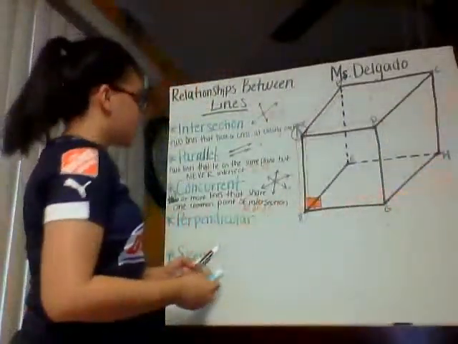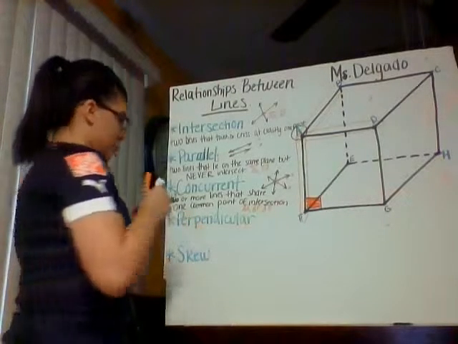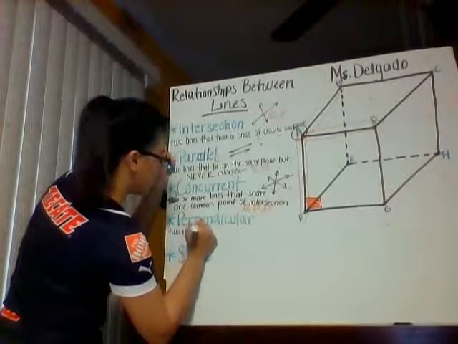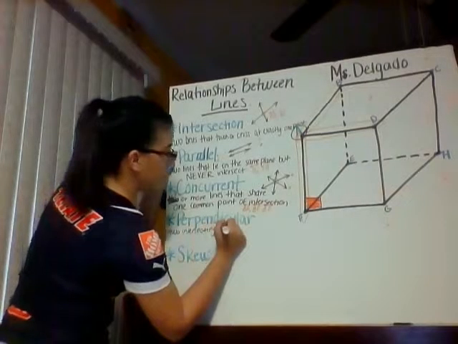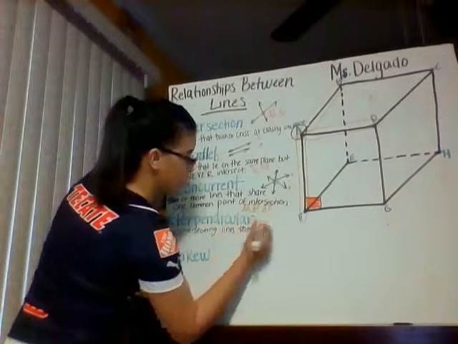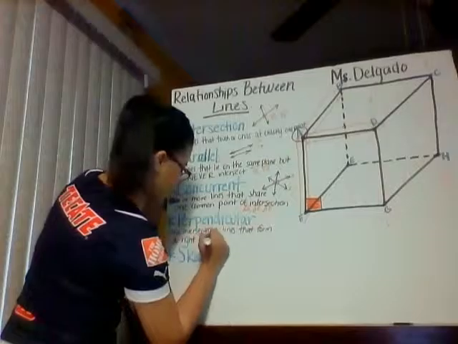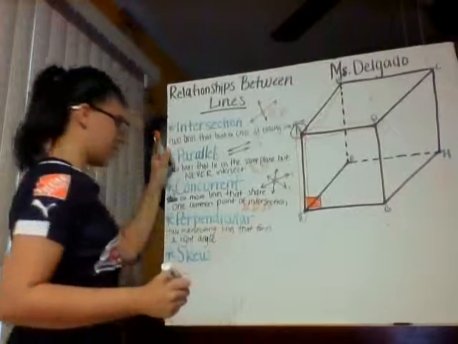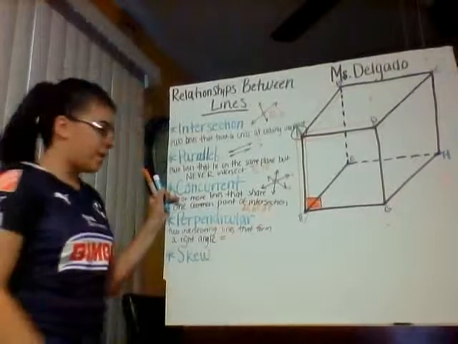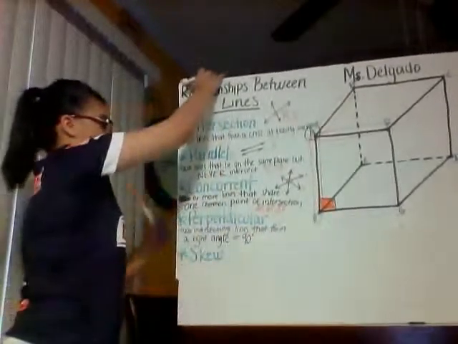Let's go ahead and write our definition. Two intersecting lines that form a right angle. What does a right angle mean? How many degrees is that, we said? 90 degrees. Okay?